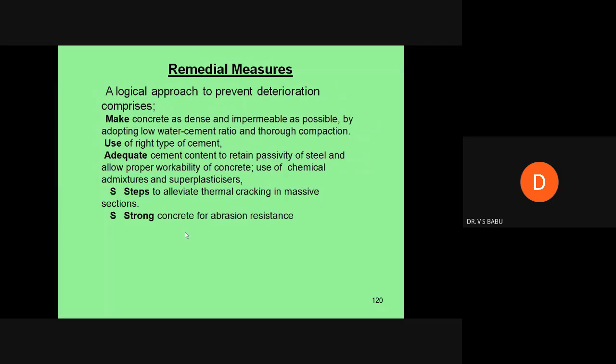Next, steps to alleviate thermal cracking in massive sections. Suppose in the case of dam sections, the thickness of the dam is around 100 meters, 150 meters, a very massive structure. At that time, because of the heat of hydration, a lot of heat will be produced. So low heat type cement should be used, and strong concrete for abrasion resistance. Suppose the remedial measure for the abrasive action on spillway gates, factory floors and railway platforms where you have to drag items.